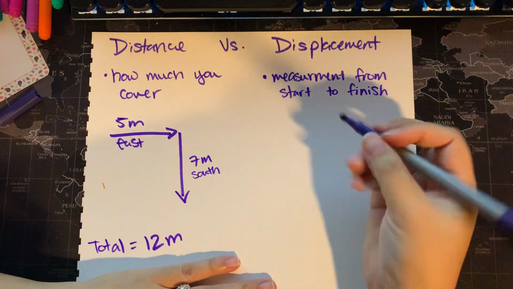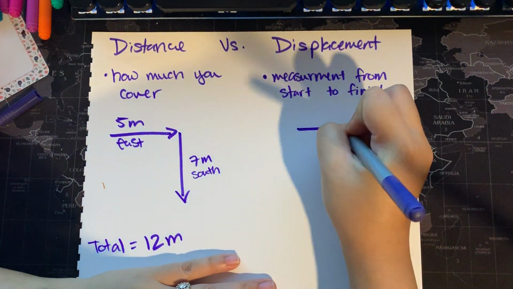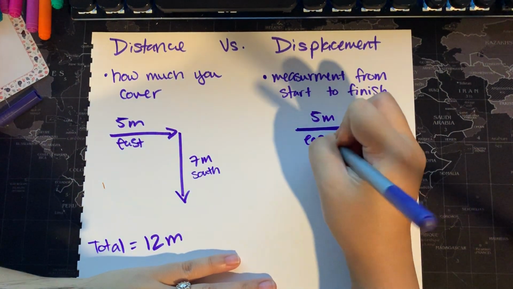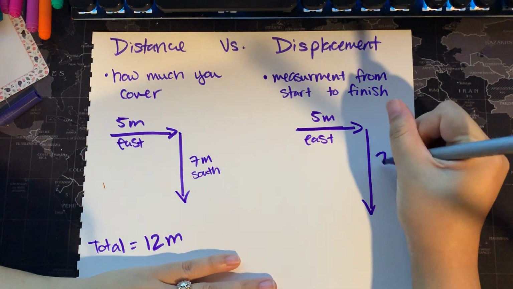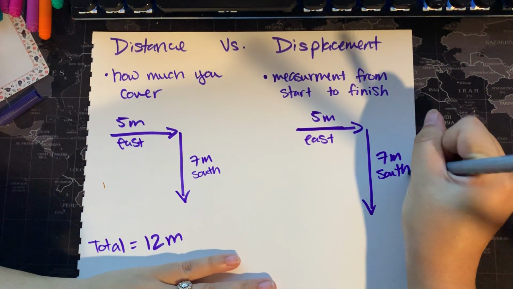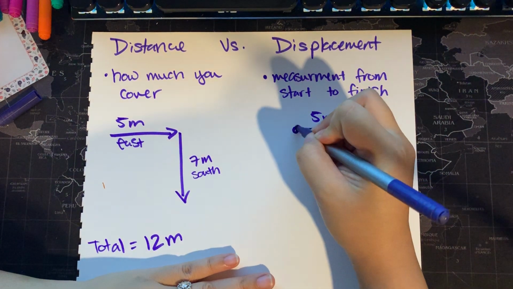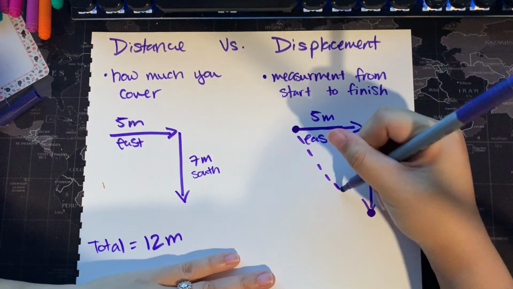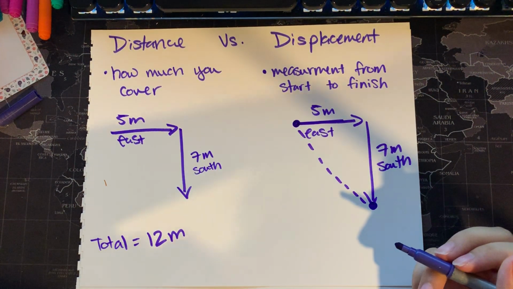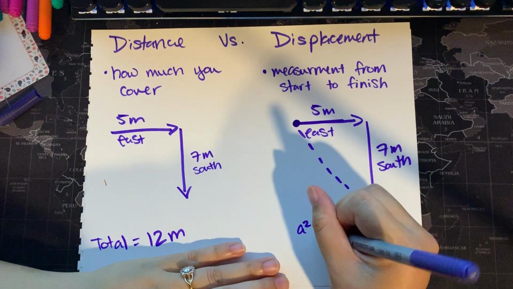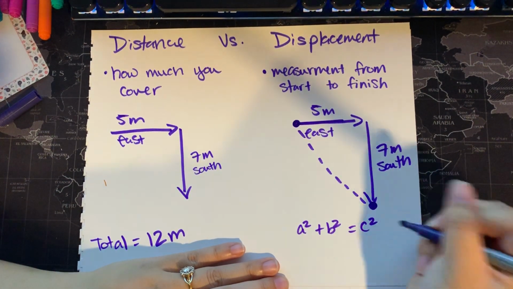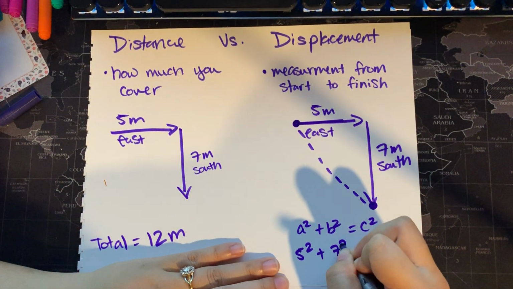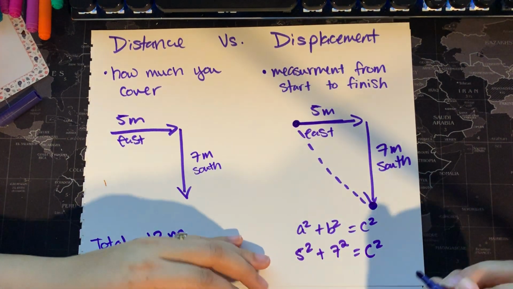Okay. Now we're going to do the same thing for displacement. Okay. I went 5 meters east and 7 meters south. Okay. From start to finish, I'm looking for this distance right here, from the start to the finish. Because you have these 2 points, you're going to use Pythagorean theorem. So you have your a squared plus b squared is equal to your c squared. Okay. So we have 5 squared plus 7 squared is equal to our c squared.